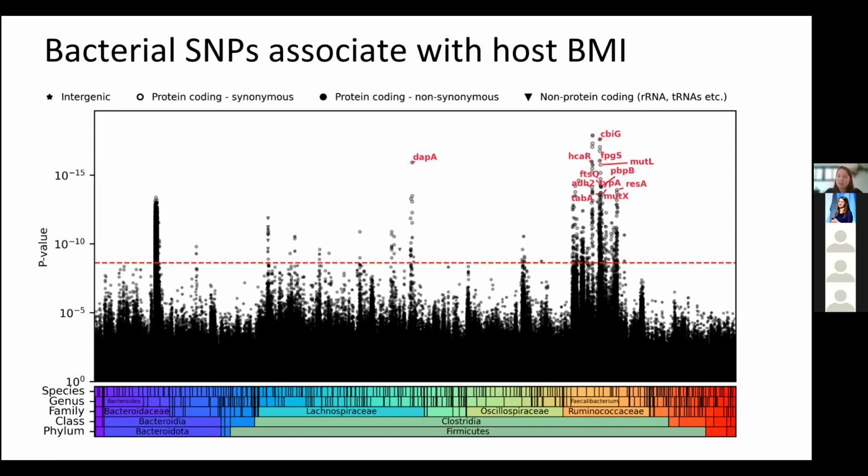And for some of these top SNPs, you also see the gene tag of the bacterial gene, if they fall within bacterial genomes. So you see that these associations come from the entire spectrum of taxonomic range within the microbiome samples. And so these SNPs come from different bacteria, and around 10,000 of them were significantly associated with host BMI.